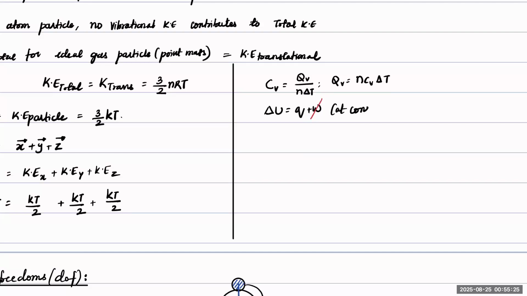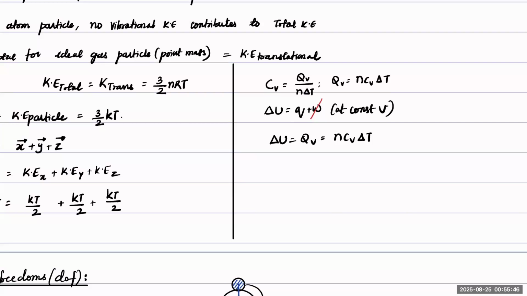At constant volume, as per the first law of thermodynamics, delta U will be equal to QV, and QV is equal to nCV delta T, isn't it? This is what you will notice. Delta U is equal to nCV delta T, right? This is what you would notice.